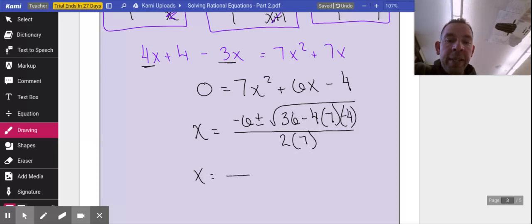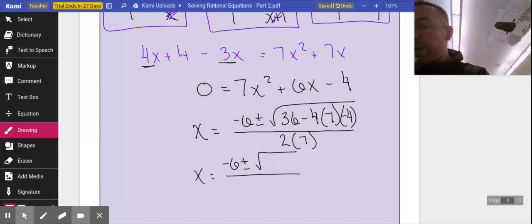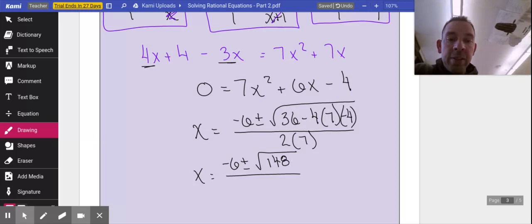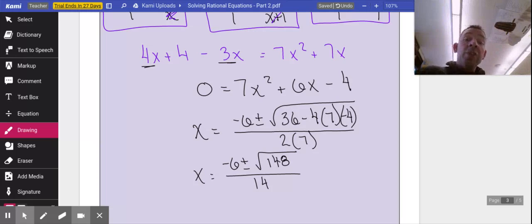And let's see, what are we getting underneath that radical? So in my calculator, I'm going to do 36 minus 4 times 7 times -4. That's giving me 148. So now the $1 million question is, of course, I don't think 148 is a perfect square, so that's bad news. So let's try to figure out the biggest perfect square that does divide nicely into 148.